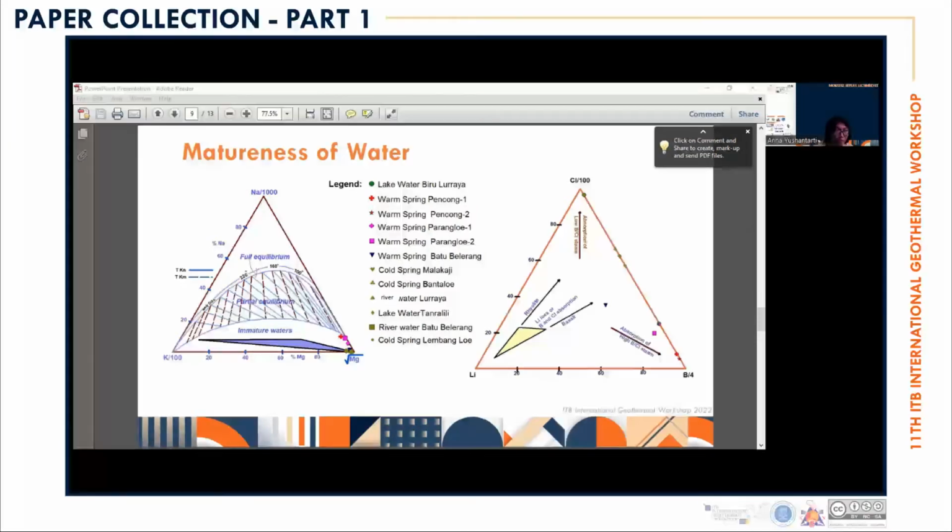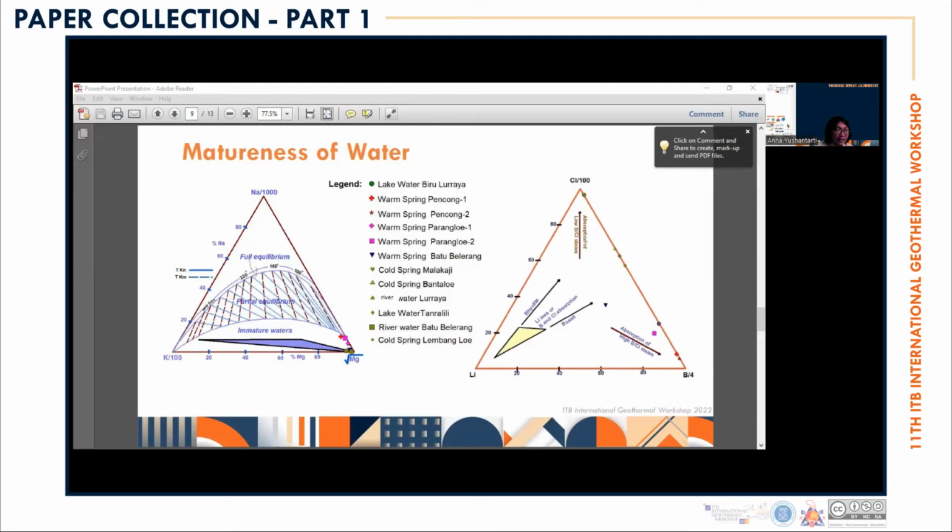Based on the chloride boron ratio to determine the common source reservoir in general, from this triangle we can decide that there could be two geothermal systems, namely the Batu Belerang geothermal system and the Pencong geothermal system.